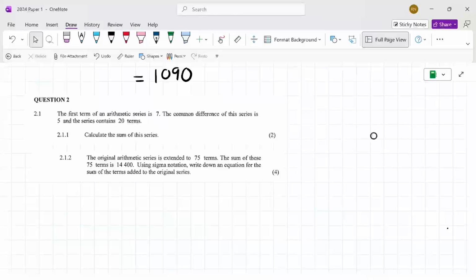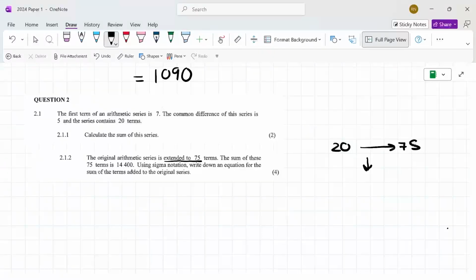Then they say the original arithmetic series is extended to 75. So we started with 20 of them, and now we have 75. So how many terms have been added? Can you guys tell me? How many terms were added, if we're moving from 20 to 75? 55. Perfect.